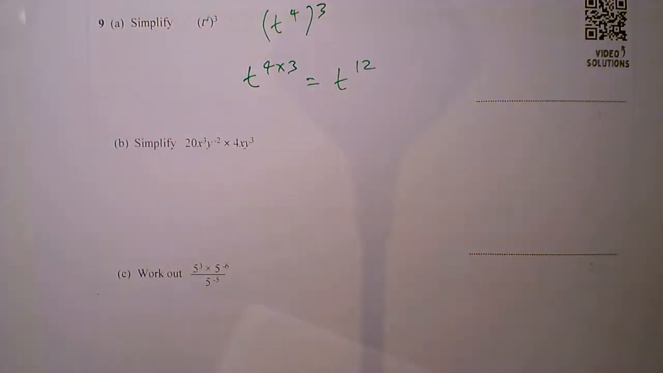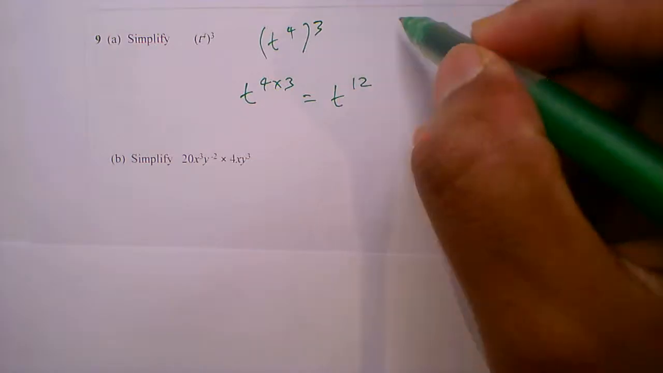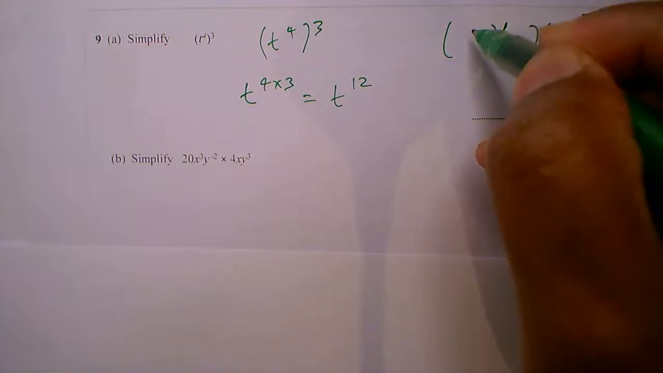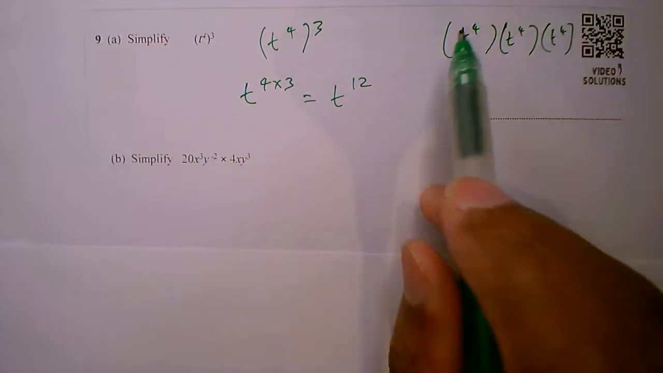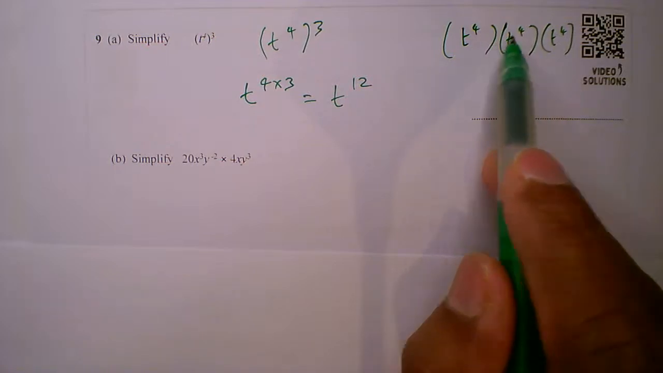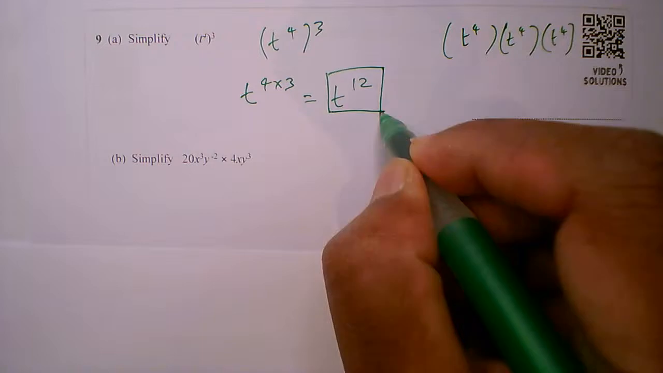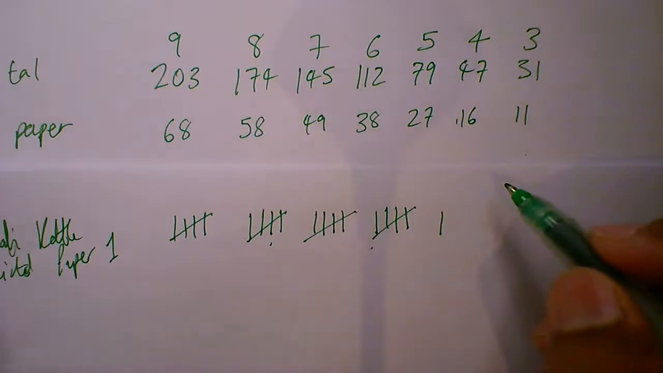Okay, and if you're not sure why that happens, it's the same thing being multiplied 3 times. And so when we multiply, we add the powers. 4 plus 4 plus 4 is 12. So that is my final answer. Okay, so that's a nice 1 mark. So 1 more mark there.